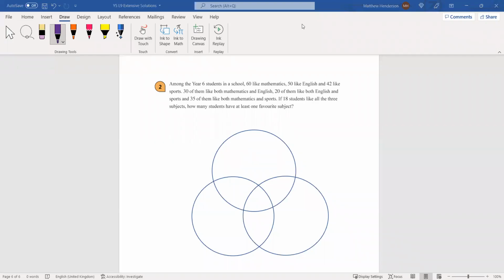Year 5, Lesson 9, Extensive Challenge 2. Among the Year 6 students in a school, 60 like mathematics, 50 like English, and 42 like sports. 30 of them like both mathematics and English. 20 of them like both English and sports, and 35 of them like both mathematics and sports. If 18 students liked all three subjects, how many students have at least one favorite subject?